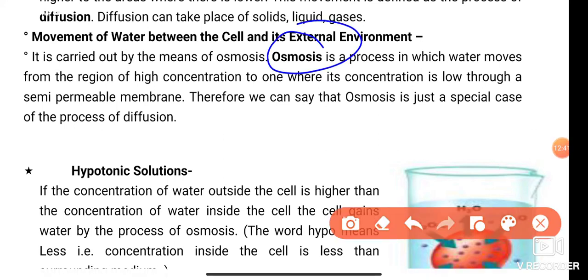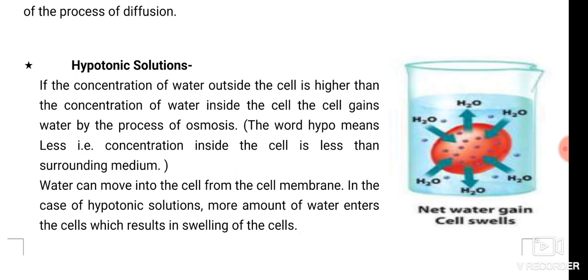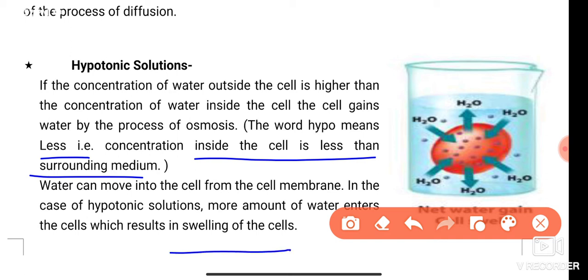Osmosis is a special kind of diffusion process. Now we discuss the three kinds of solution on the basis of osmosis. First is hypotonic solution. The word hypo means less concentration, that is, the concentration inside the cell is less. A hypotonic medium is one in which the concentration inside the cell is less and it can absorb liquid, and generally the liquid is water. So the cell swells up, with movement of liquid from the outer medium to inside the cell.